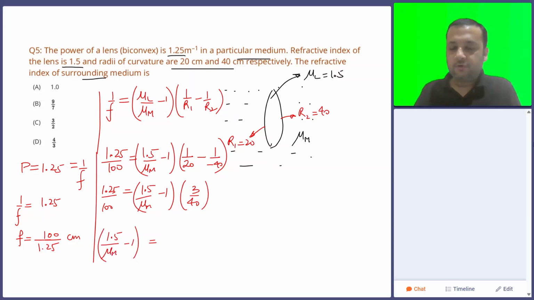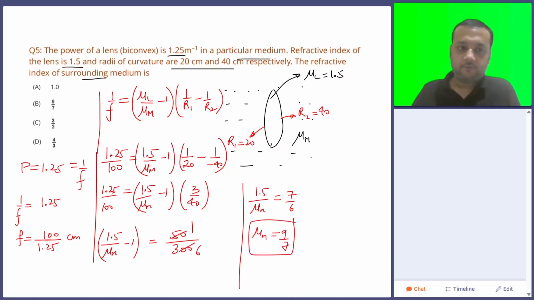That will be equal to 40 into 1.25. So that means 12.5 into 4, which will be 25 into 2. That means 50. So 1.25 into 40 will become 50 upon 300, which becomes 1 by 6. So which means that 1.5 by mu medium becomes 1 plus 1 by 6, which is 7 by 6. So that means mu medium becomes 9 by 7. So 9 by 7 will be the value of mu medium.